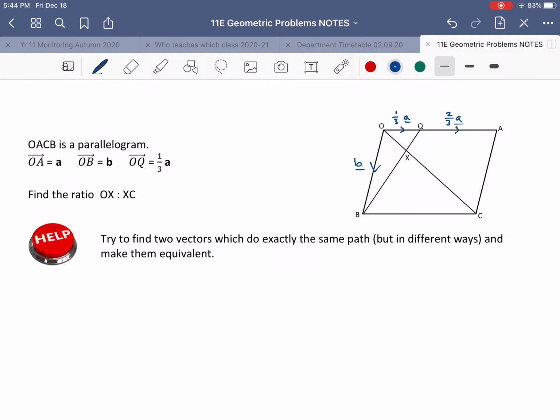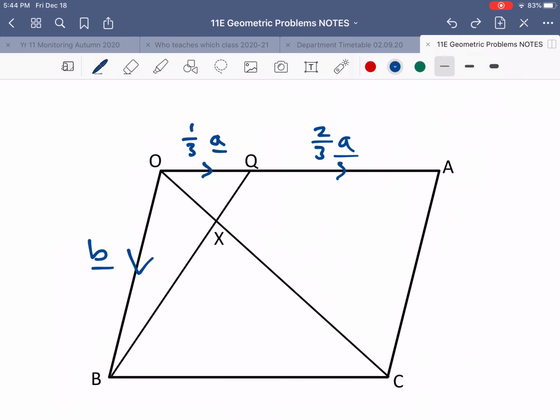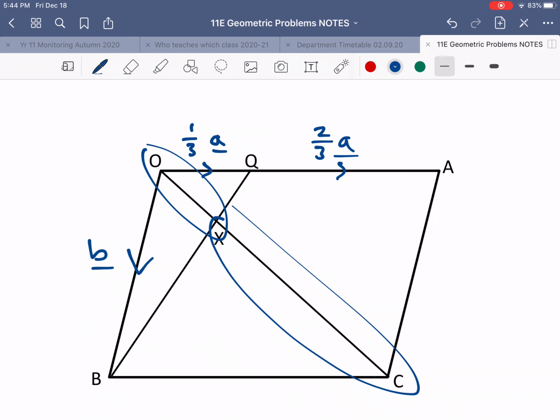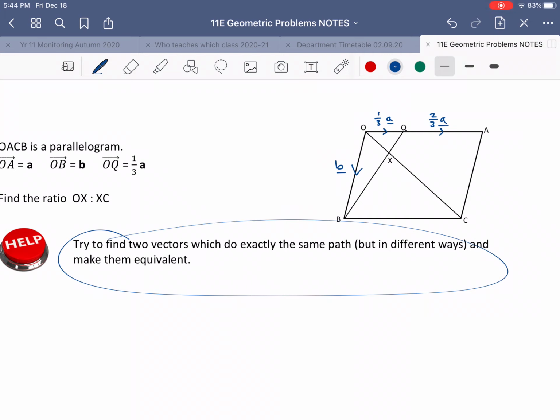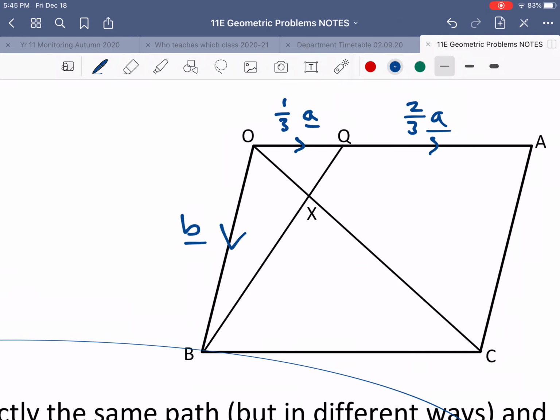We need to find the ratio of O to X to X to C. So the ratio of O to X and X to C. Now, previously we saw diagonals were a half here, and we're going to use a very similar method to the previous one to see what our lambdas and mus will be. They won't be a half, clearly, but we need to figure out what they are. So here's an explanation of what you need to do again. We're going to go to the same point, but via two different paths. But we're going to make sure we don't go along the same diagonal. It has to be different diagonals that you travel to get to that point there.